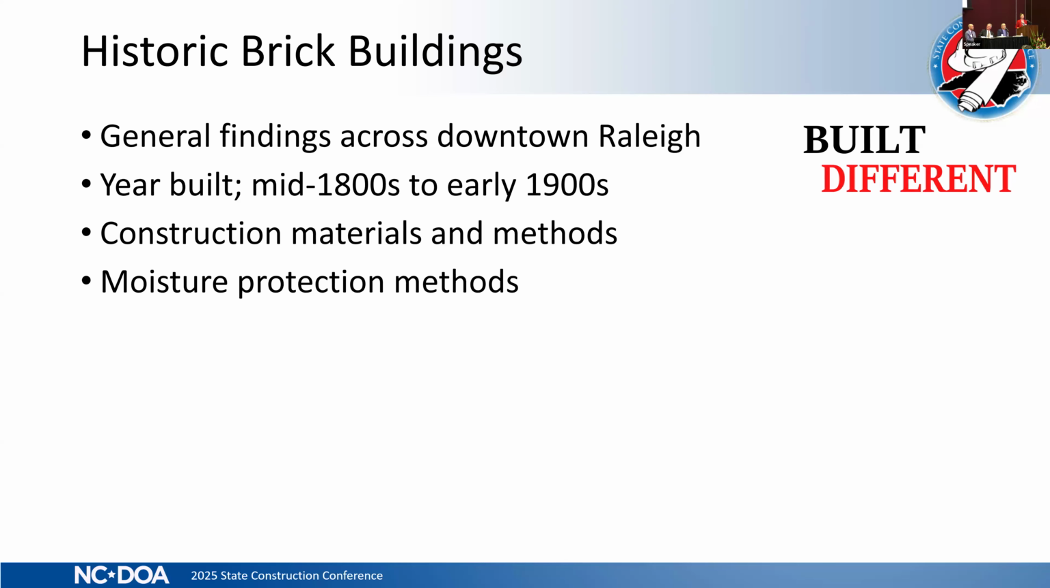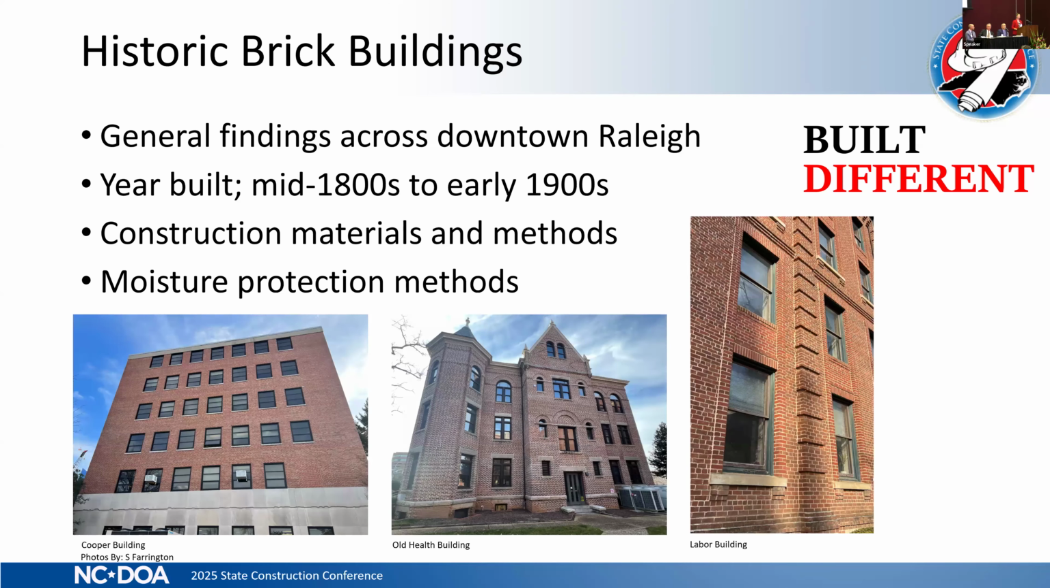The several findings at the North Carolina Labor Building led us to believe that if one historic brick building was built different than expected, then the other buildings in our downtown area probably are as well. And from there, the other historic brick buildings across our state are also likely built different. These historic brick buildings were built between the mid-1800s and early 1900s. Several specific design features and methods that were used back then differ from how we build brick buildings today.